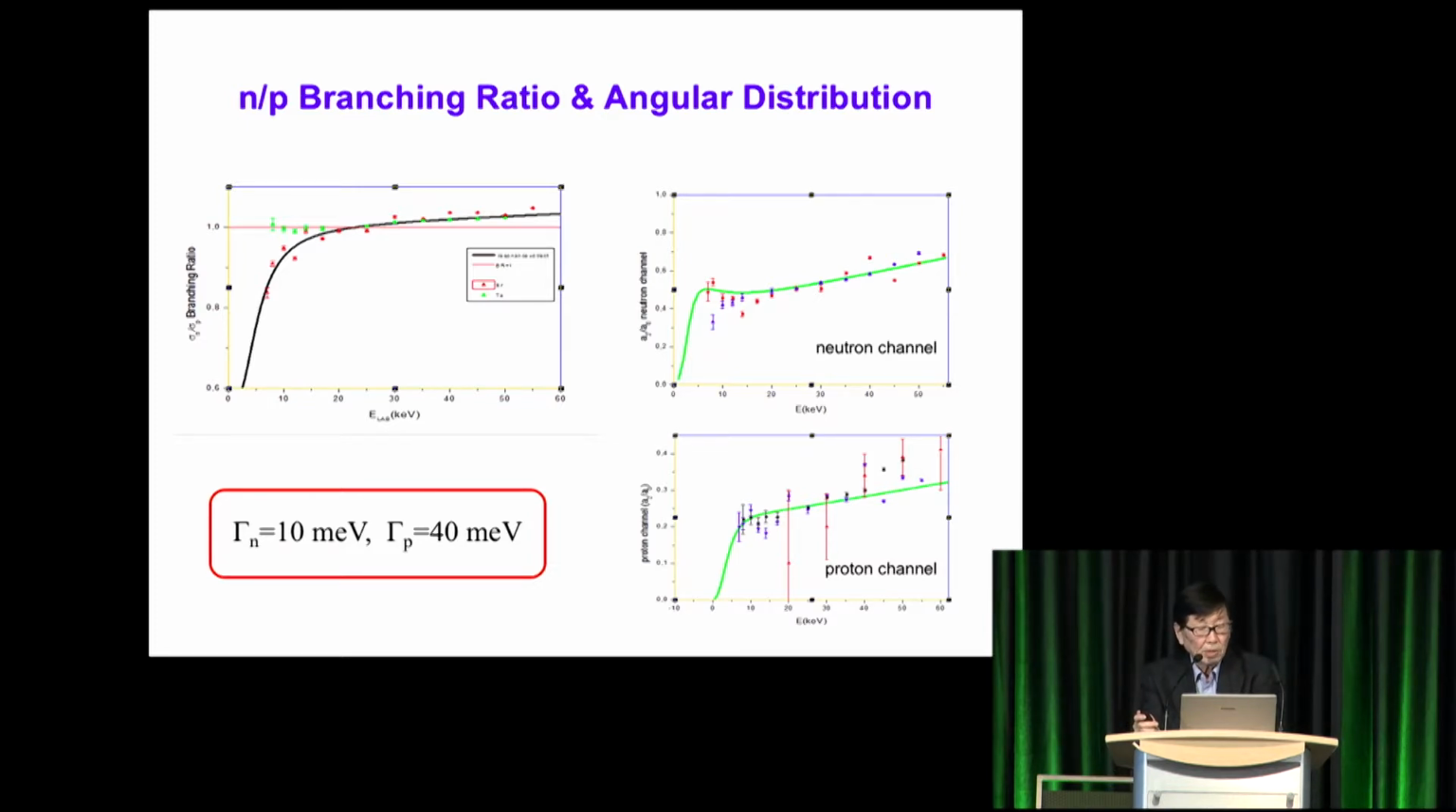These plots show the threshold resonance is also necessary to explain the neutron over proton branching ratio. Without the threshold resonance, you cannot get this curve. And the corresponding angular distributions and also anisotropy coefficient are plotted over here and over here.